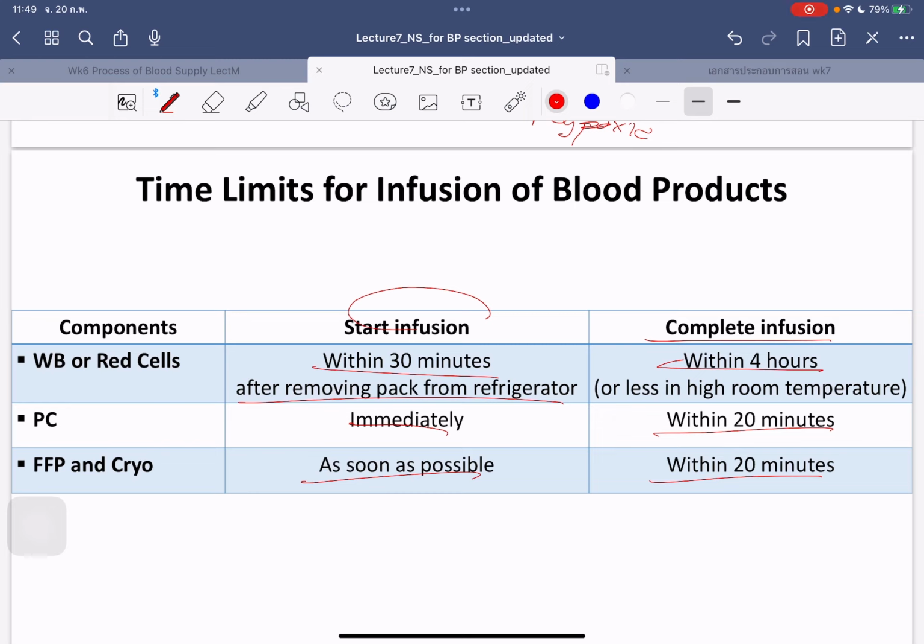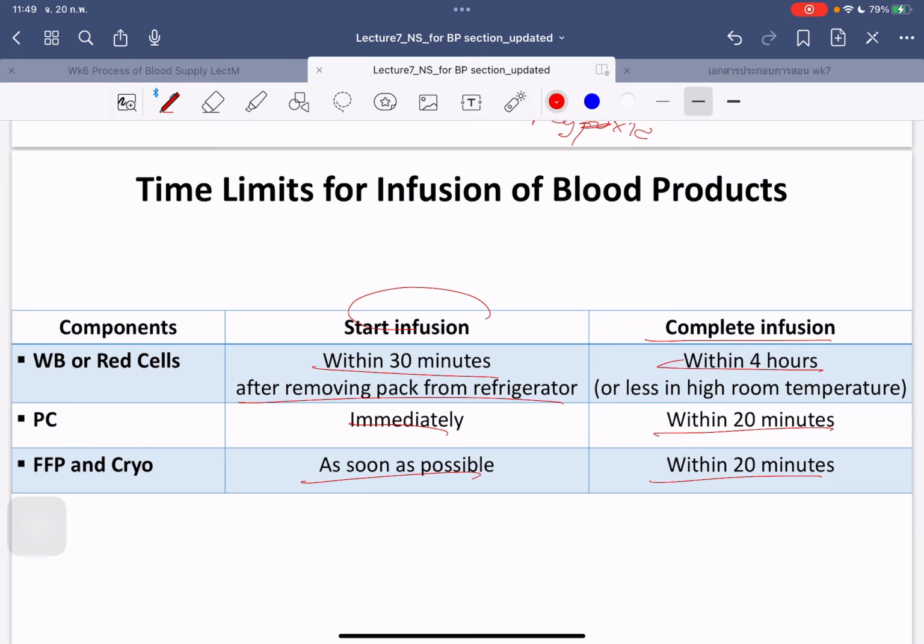I will tell you that it will complete infusion within 4 hours at room temperature or 37 degrees Celsius, and platelets should be immediately transfused, and FFP and cryoprecipitate should complete infusion within 20 minutes. And the issue for blood components is often found in MT lysate.